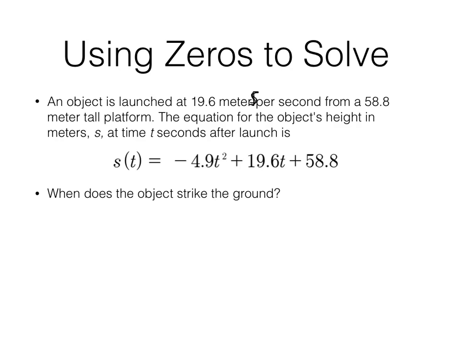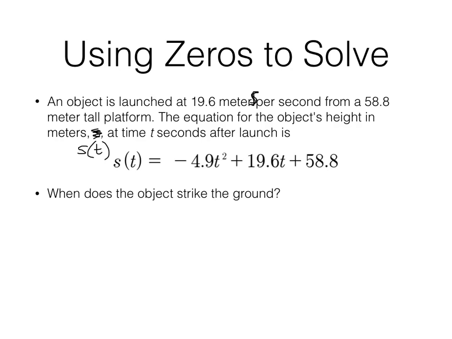Meters per second from a 58.8 meter tall platform. The equation for the object's height in meters, s of t, at time t seconds after launch, is given there. When does the object strike the ground? Let's draw a quick picture for this.